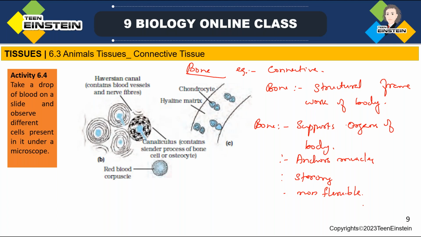It's a hard substance. And bone cells are embedded in a hard matrix. Here this doesn't work for transport, or it is not for such purposes like blood. So the matrix here, this connective tissue matrix nature, is hard. So bone cells are embedded in a hard matrix, and that is composed of calcium and phosphorus compounds.